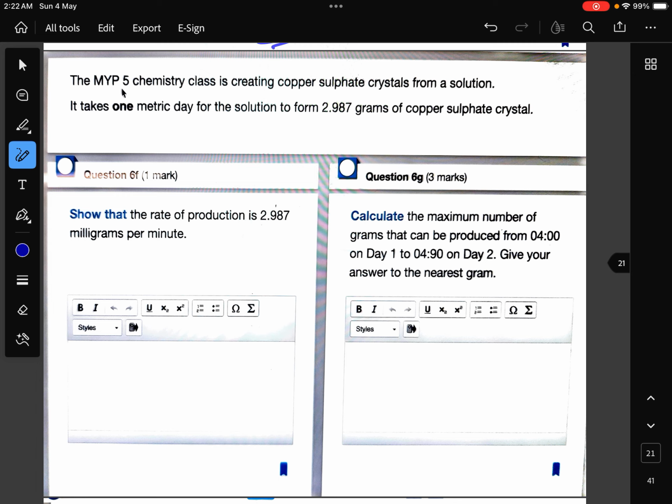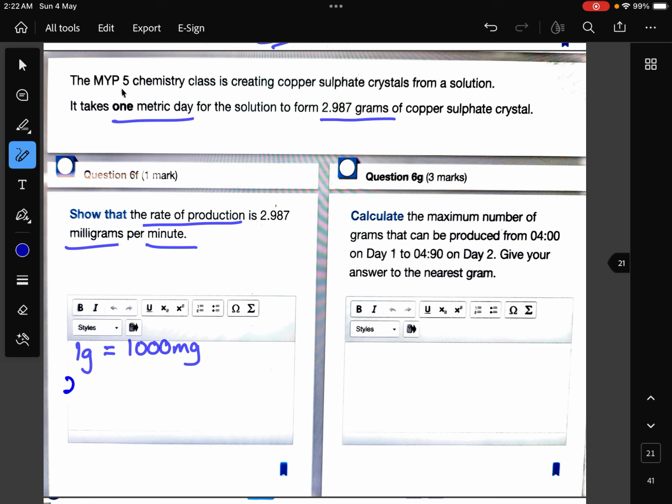basically asking for showing that the rate of production is 2.987 milligrams per minute. So we need to go back to this again. It says that it takes 1 metric day to form 2.987 grams of copper sulfate crystal. And if we look at the units, the rate of production, we're looking at milligrams per minute. So let's just do some conversion here, which is basically 1 gram is the equivalence of 1,000 milligrams here.